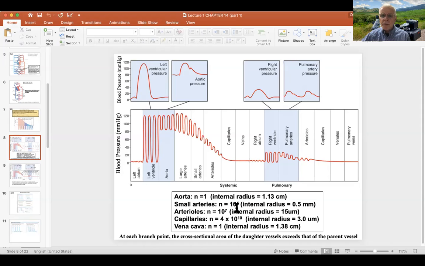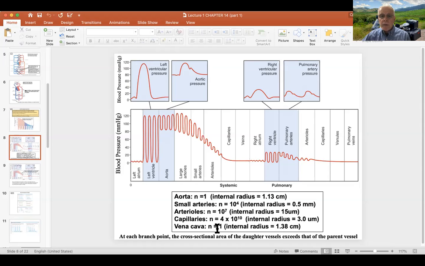So there's many of these. We estimate, again, depending on where in the systemic circulation we look at these, but for smaller arteries, maybe 10 to the 4th. The arterioles, which give rise to capillaries, 10 to the 7th. Internal radius, maybe 15 microns, or actually less. Most of the arterioles, again, these are the resistance vessels. These are the ones which we're going to focus on a tremendous amount when we look at regulation of arterial blood pressure and the role that the autonomic nervous system plays in that.